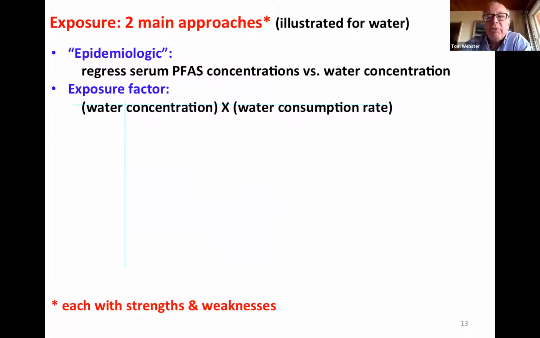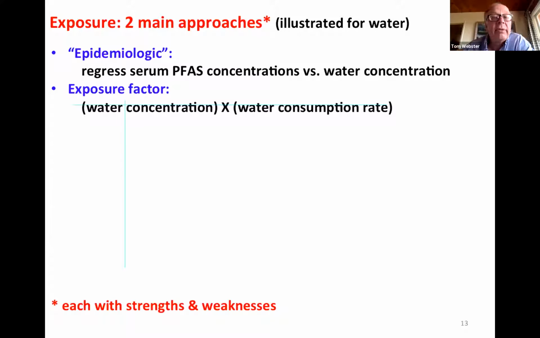So we really have two primary methods, and I'm going to illustrate these for water. One, I'll call the epidemiologic approach, because I actually think it is an example of epidemiology. It's just that the biomonitored chemical is the outcome of interest, not a disease. So what you do is you essentially regress serum or blood PFAS concentrations against water concentrations, and you can do the same kind of thing for diet or dust. The other is the exposure factor approach, where you take water concentrations that you measure and multiply them by a water consumption rate that you get from the EPA's exposure factor handbook, or you ask people. Each of these approaches has its strengths and weaknesses.